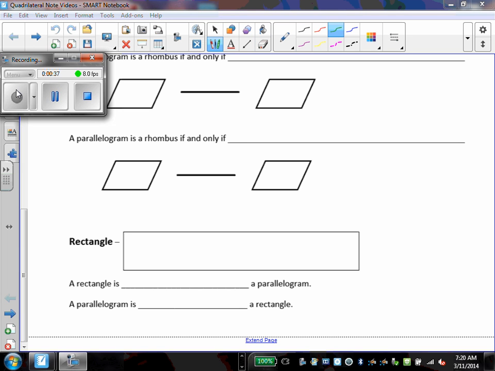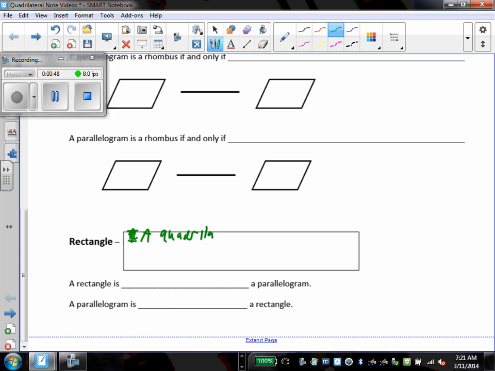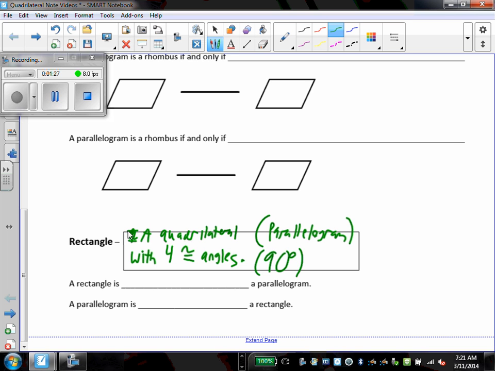First one being a rectangle. And what a rectangle is, it's a quadrilateral. More specifically, a parallelogram with four congruent angles. Now, knowing that the angles in a quadrilateral always add up to 360 from our 8.1 notes, if all four angles are congruent, we just take our 360 and divide by 4, and we get 90. So we know that each of them are 90 degrees, which makes sense.